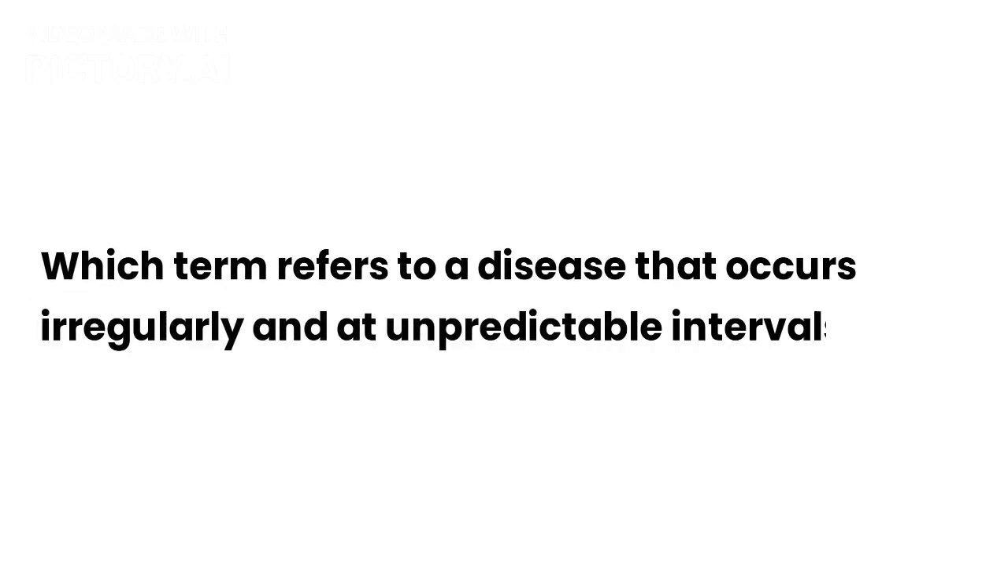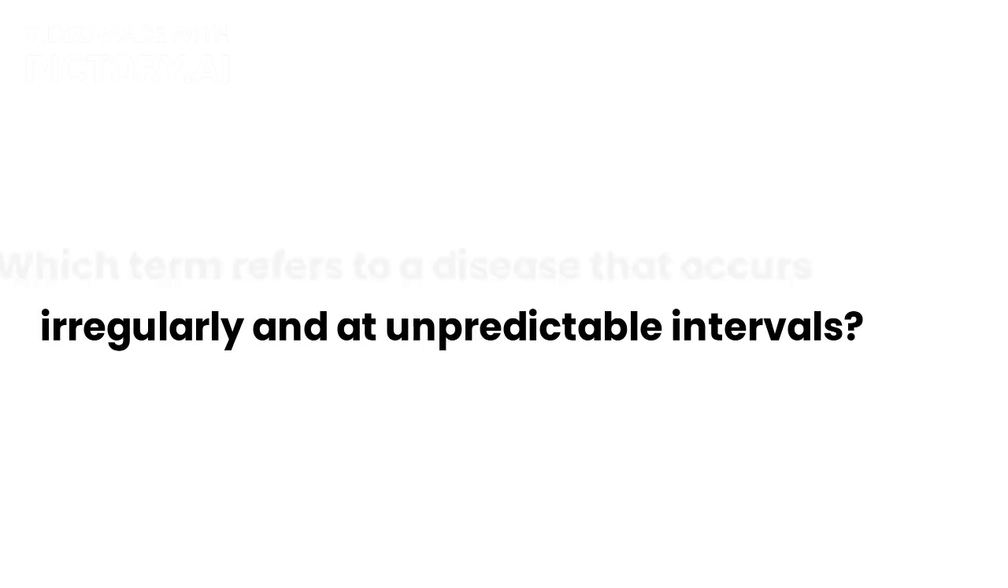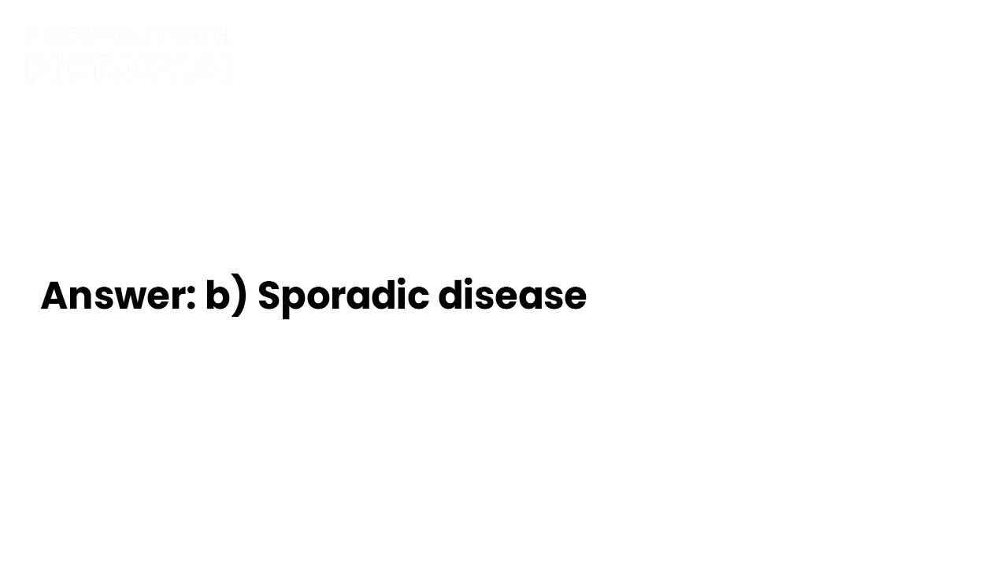4. Which term refers to a disease that occurs irregularly and at unpredictable intervals? A. Syndemic disease. B. Sporadic disease. C. Epidemic disease. D. Endemic disease. Answer, B. Sporadic disease.